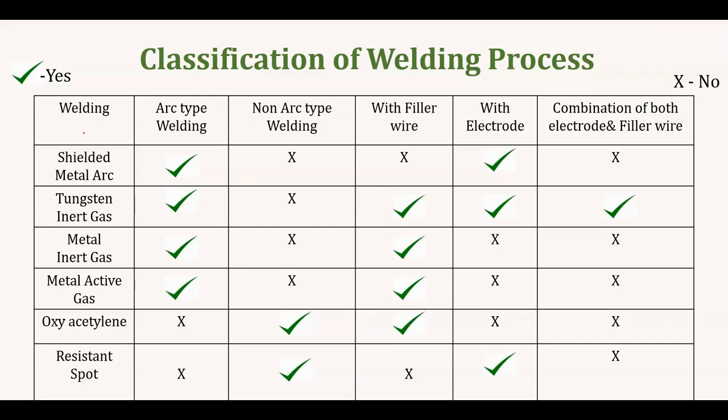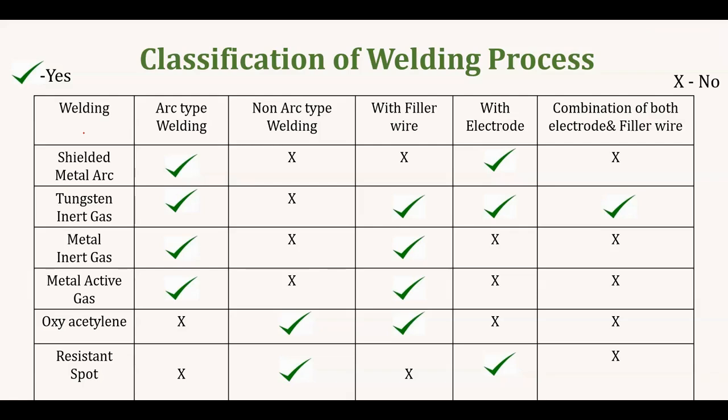What does an arc mean? When we place a positive and a negative terminal apart at a small distance, there will be some transport of electrons from the positive terminal to the negative terminal. In that case, there will be arc formation, right? Using that arc formation, we are going to fuse the material.